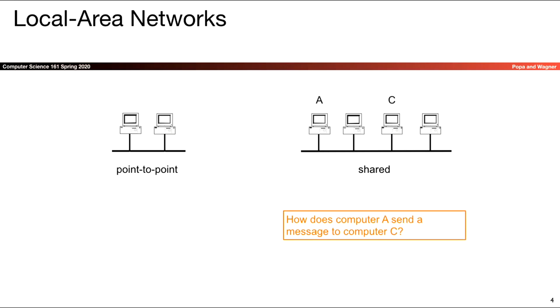All right. Question for you, a warm up to think about. Suppose machine A on that shared Ethernet wants to send a message to machine C. How do we do that? What do we need to build in to make sure that that's possible?